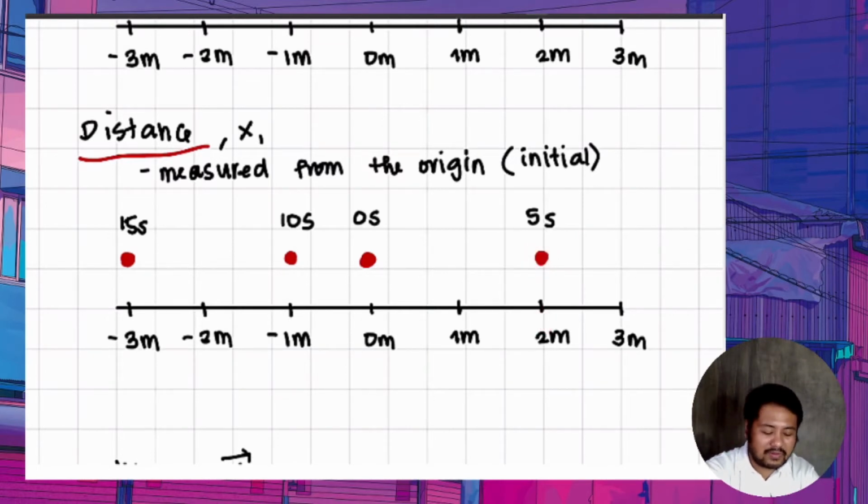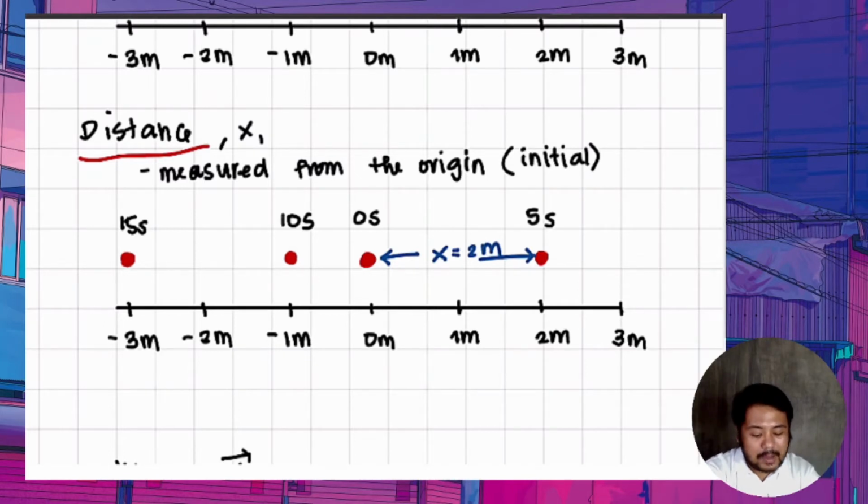How do we know if it is the distance? It says here, measured from the origin. So, coming from this one, going here, that is already our distance. We could denote this as x already. This is our distance, that's x, wherein x is just equal to 2 meters.